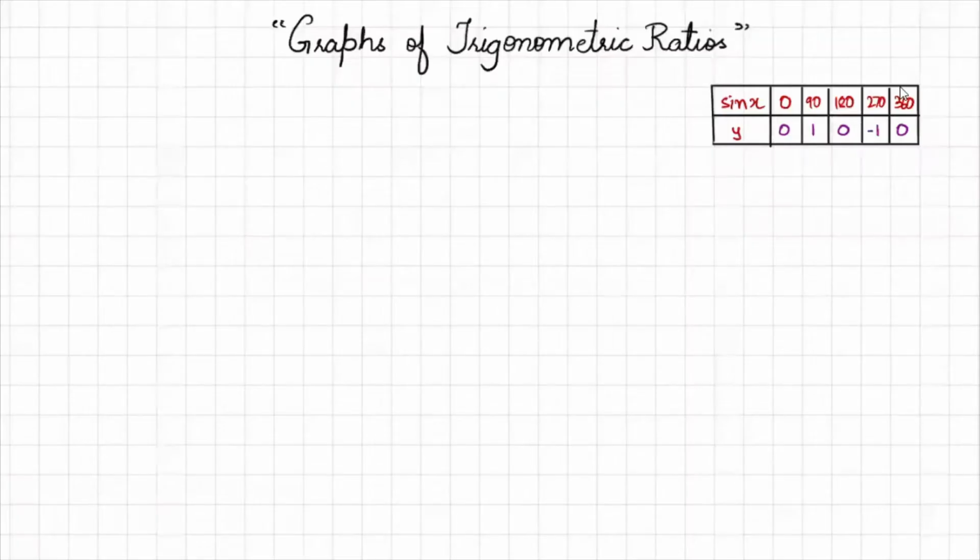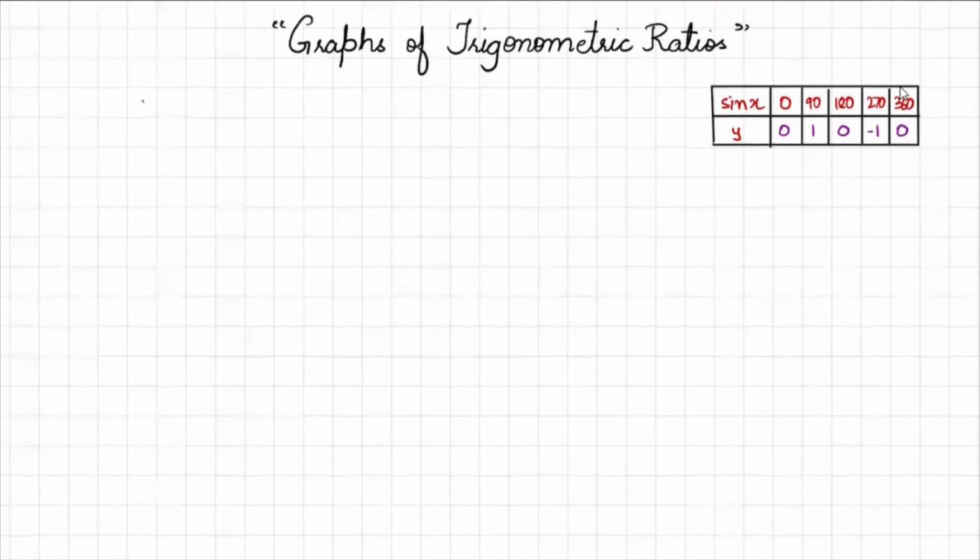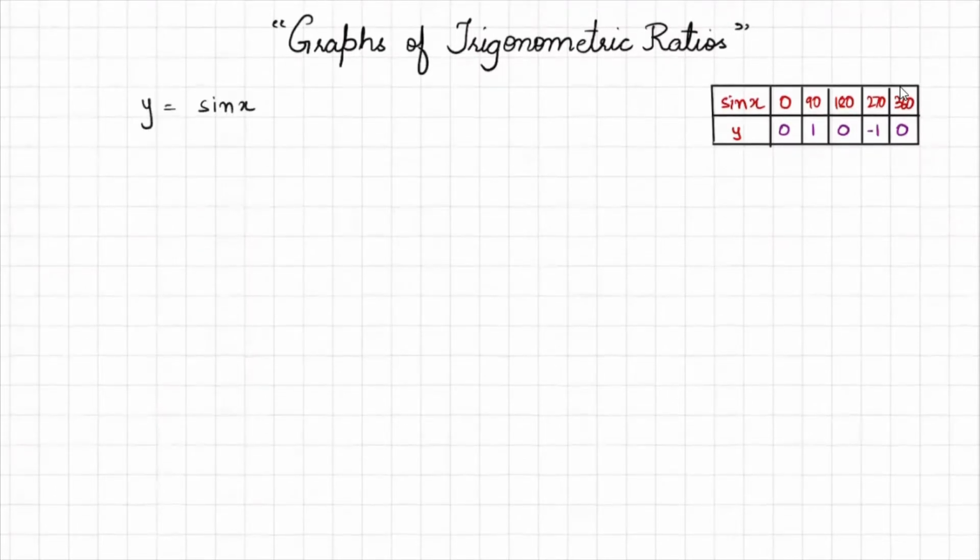Hello everyone. In this video, we will be learning graphs of trigonometric ratios. The first ratio that we are looking at is y equals sine x. So this is the most basic graph here. Let's start with it. First, we will be making the axis.